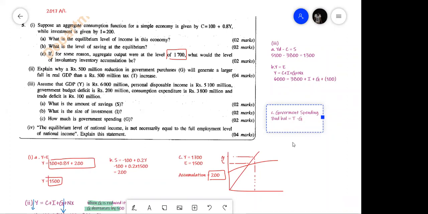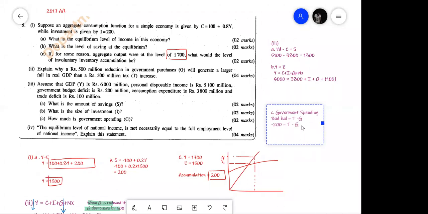So budget balance they have given you as how much? Deficit of minus 200. They told you there is a deficit of 200. T is not given, G is not given. So they ask you to find G. So how do you get T now? How do you find the tax value? Where does this tax value come from?